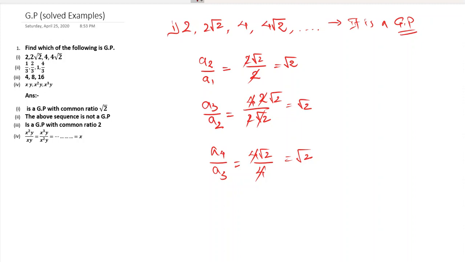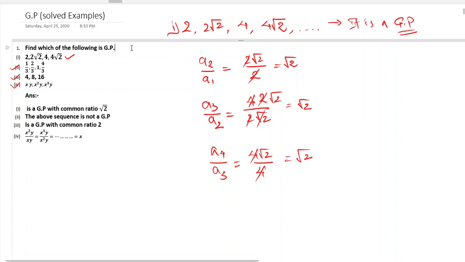So this is the method with which you can find whether a given sequence is a GP or not. Okay, so this is a GP. You have to try the second one, third one, and the fourth one. Answers are given in front of you, but you have to pause the video and solve these questions, just like how we used to do in the classroom, right? Once you are done, you can go ahead to the second question.